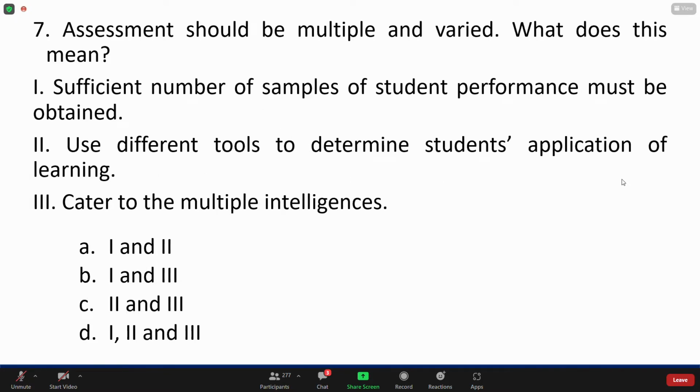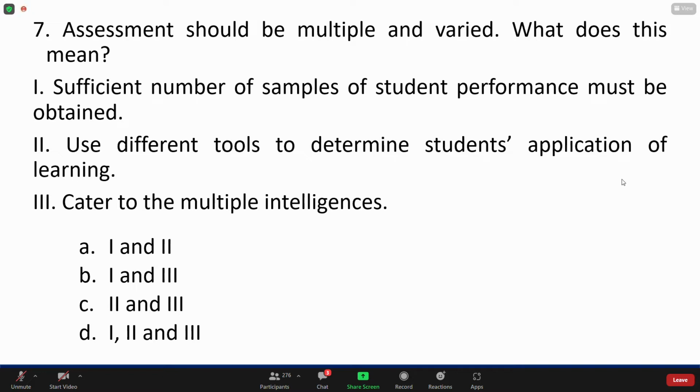Number 7, assessment should be multiple and varied. What does this mean? 1, sufficient number of samples of student performance must be obtained. 2, use different tools to determine students' application of learning. 3, cater to the multiple intelligences.